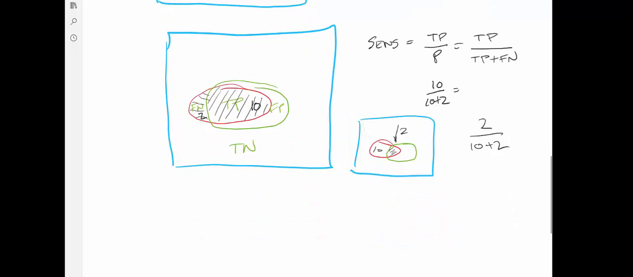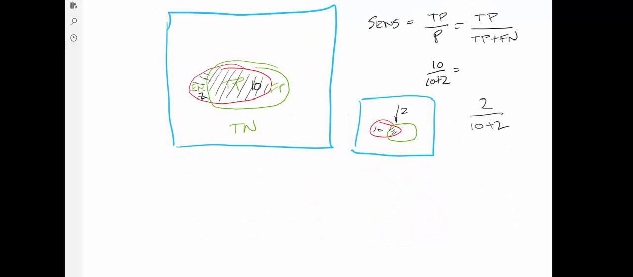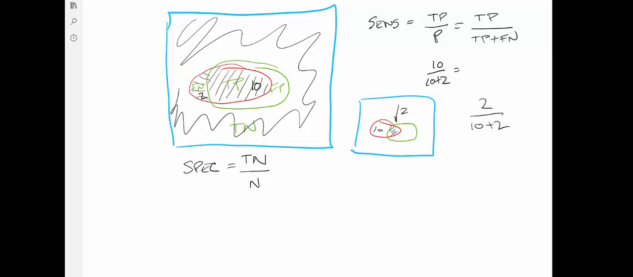Now, what I want to do is to look at the same scenario that we have over here, and we're going to define something called specificity. In the case of specificity, we're going to say that this is the true negatives divided by all of the negatives. Let's get our head wrapped around that. The true negatives is everything out here, all of this, right?